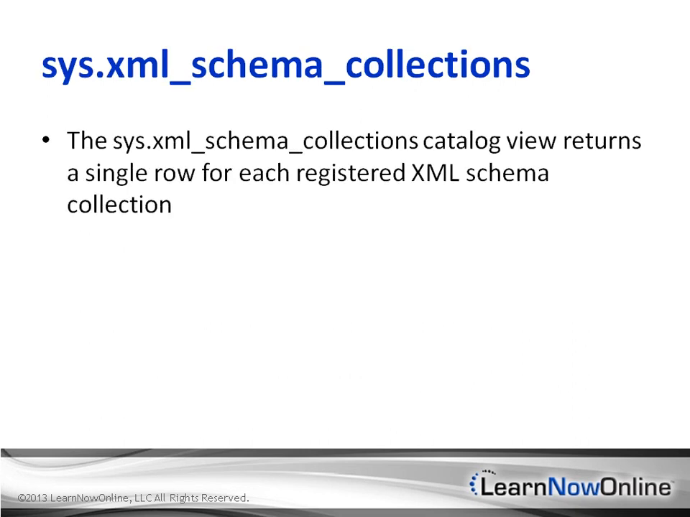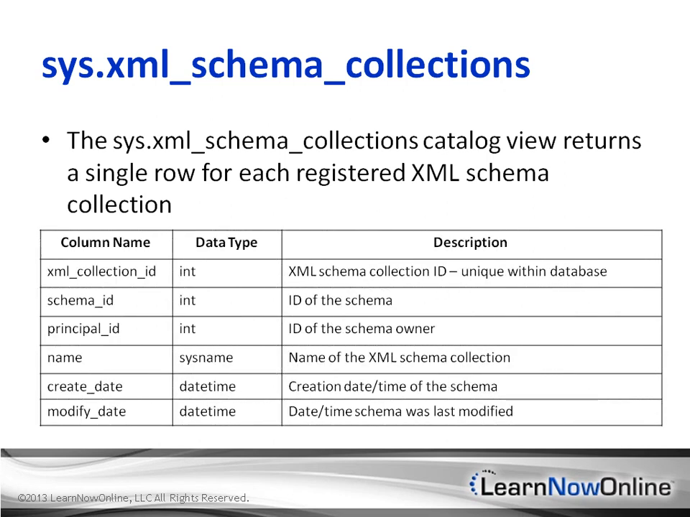The XML schema collections catalog view returns a single row for each registered XML schema collection. Here are the details of what comes back. We get a collection ID, a schema ID, the ID of the owner, the name of the collection, and when it was created and modified.